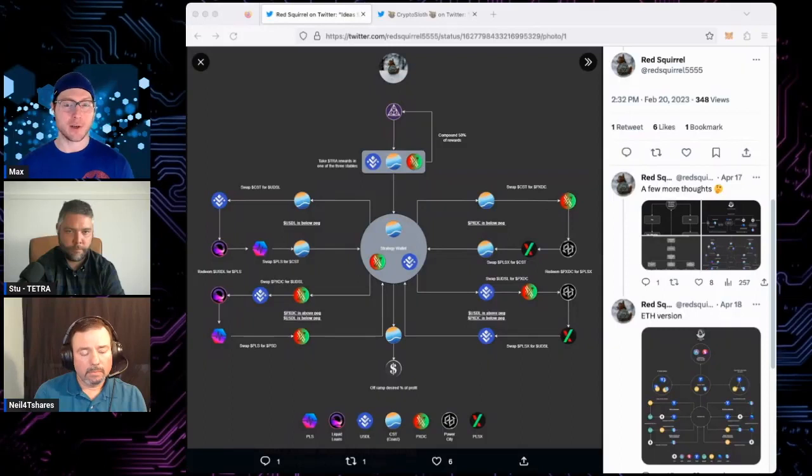It's been explained a bunch of different times how to do it manually. I want to do that with Tetra. Has the platform launched yet? Not yet, no. Okay.